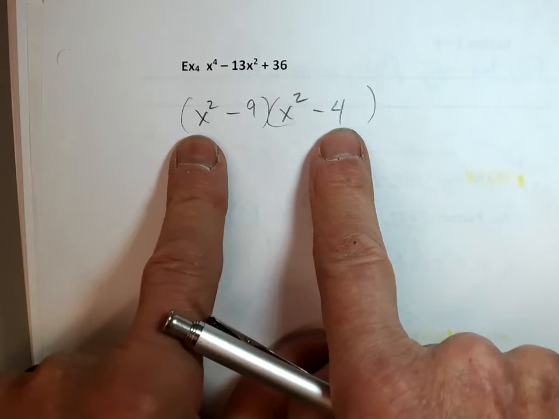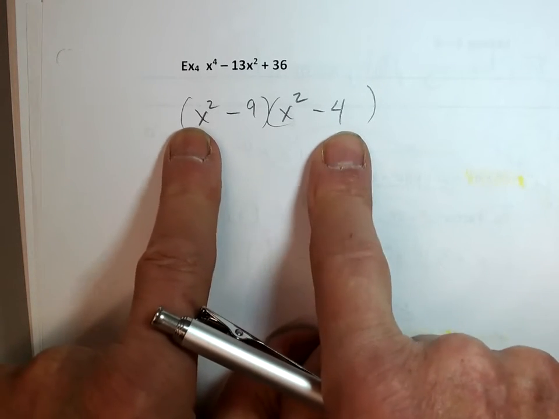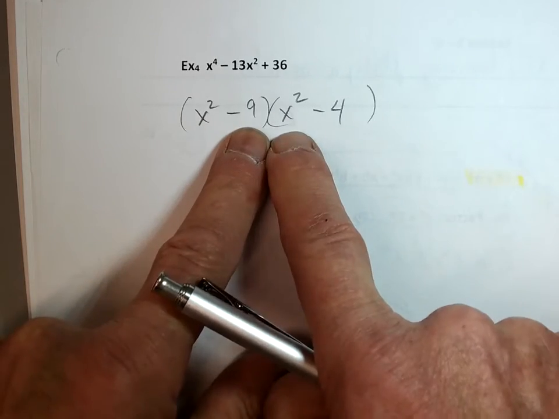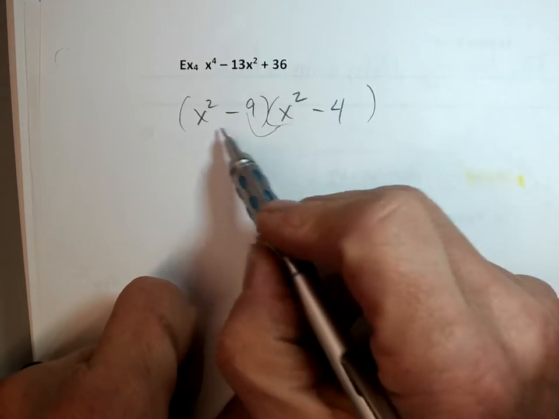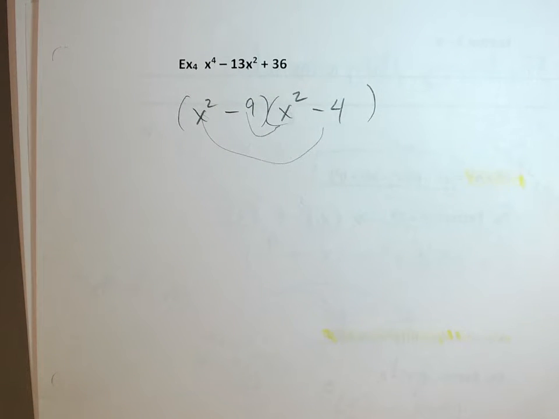And we know, if you're watching, here's a negative 4x squared, and here's a negative 9x squared. Negative 9x squared and negative 4x squared makes a negative 13x squared, right? Good, nice job. Okay, now, am I done? No, I'm not done.